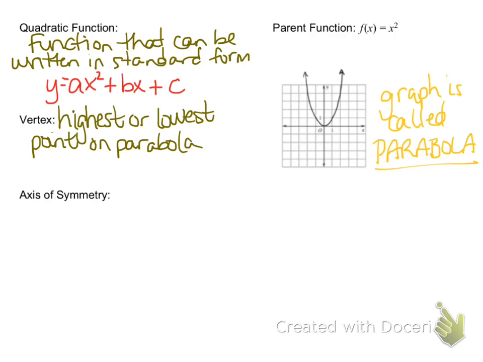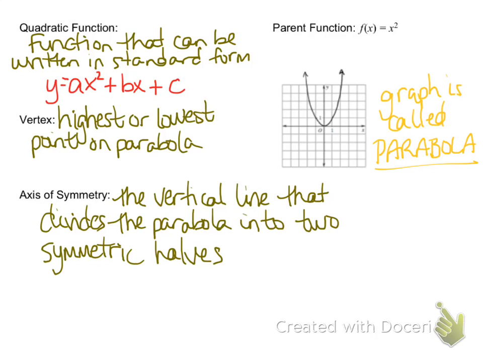And the next important aspect of a parabola is the axis of symmetry. If you remember what symmetry is from geometry, it's the vertical line that divides the parabola into two symmetric or even halves. So it's going to be that line that always goes down through the vertex. It's always in this chapter going to be a vertical line. And so what we have graphed here also is the parent function of a quadratic, f of x equals x squared, which again is the same thing as y equals x squared.